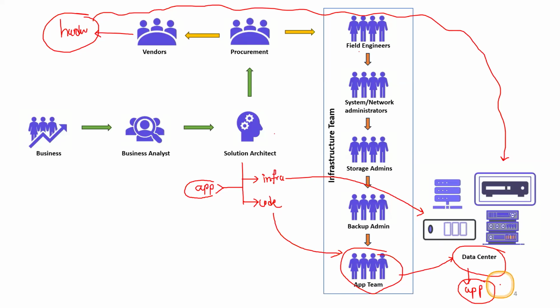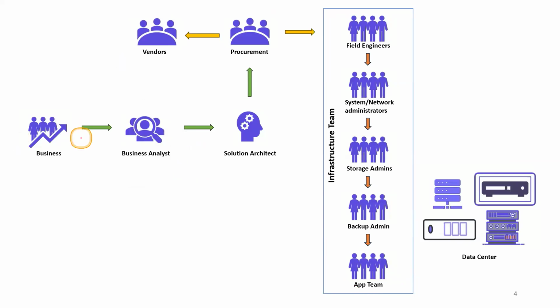So this is the traditional working model, guys. If you follow a traditional working model, this many people are involved to create an application. Look at here. Whenever there is a requirement for the application, the business comes up with a requirement, the business analyst will gather all the needs from the business, and he passes that technical information to the solution architect.